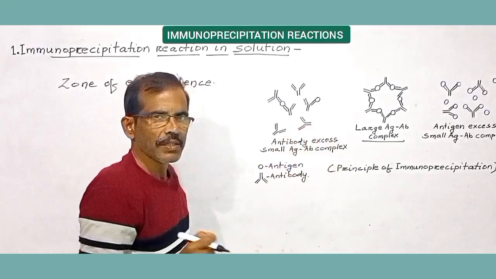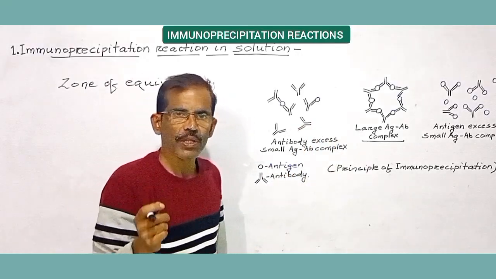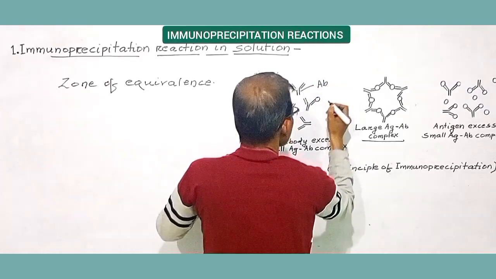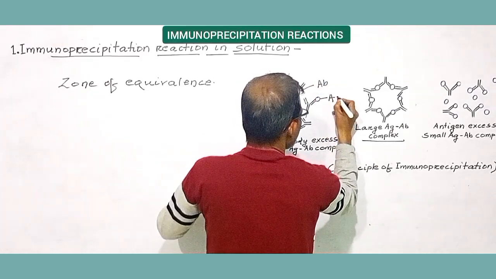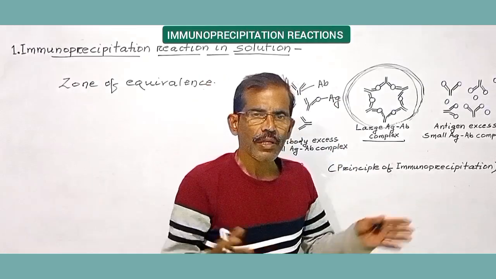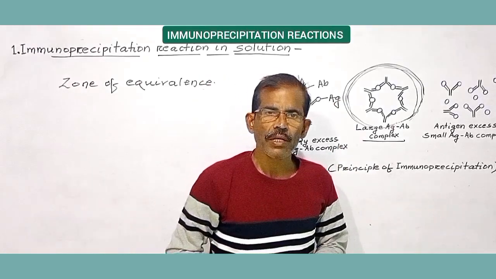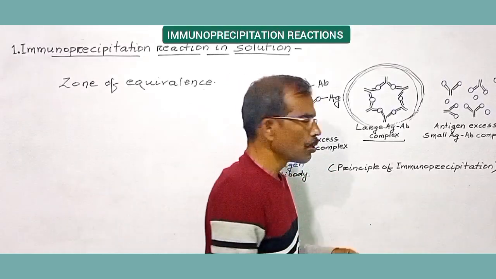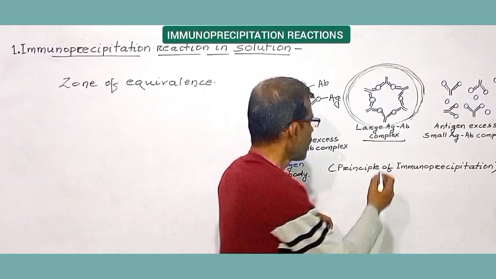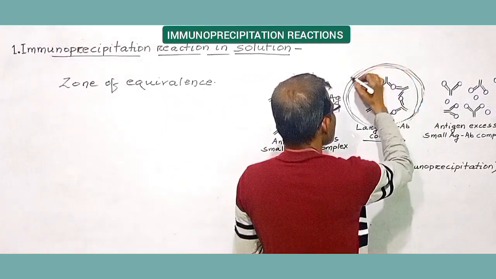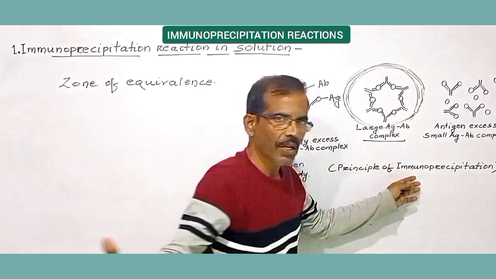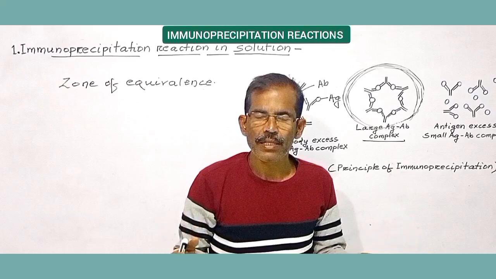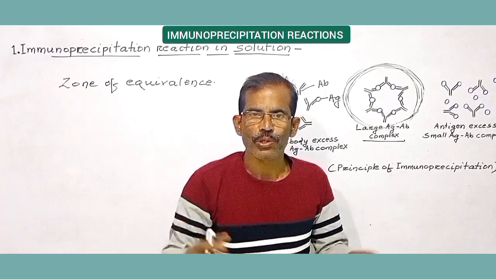This figure explains the principle of immunoprecipitation. These Y-shaped structures are antibodies and these blue circles are antigen. In the zone of equivalence, antigen and antibody are in equal proportion. In this zone, due to maximum cross-linking, antigen-antibody complexes are formed that are sufficiently large. These large complexes become insoluble and precipitate out of the solution.